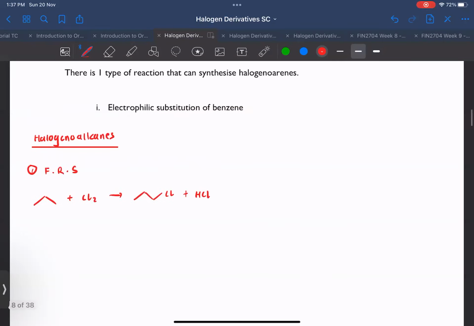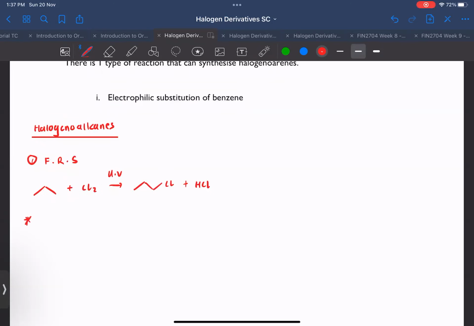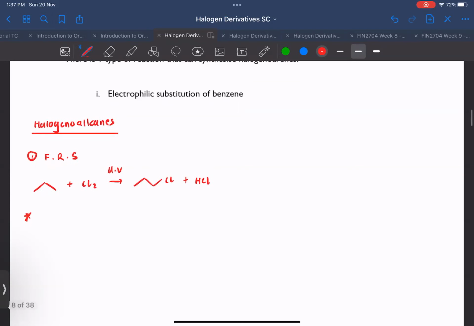But remember, in FRS there's a very, very important condition that you need to fulfill. Remember your UV light also. That's your reagents and conditions. You must recognize this: UV light will definitely point to free radical substitution. But just highlight one thing that's very important. FRS is a bad reaction. FRS is not a good reaction in a lot of scenarios. If there are other better options out there, we would never really use FRS. Why? Because it's difficult to control two things: the extent and position of substitution.